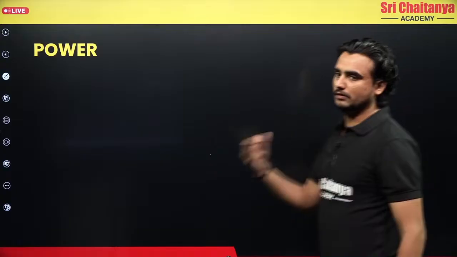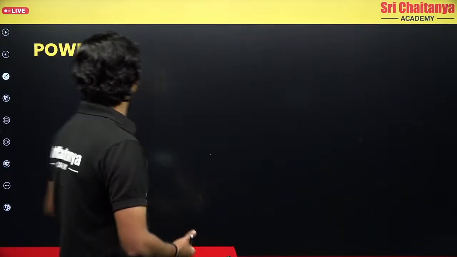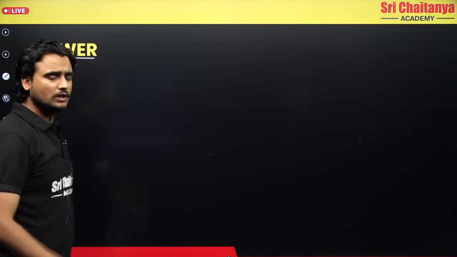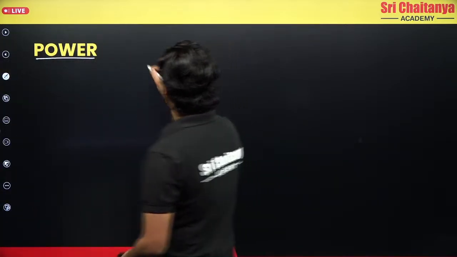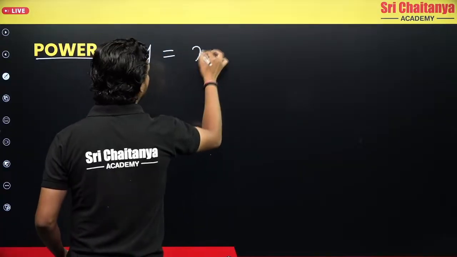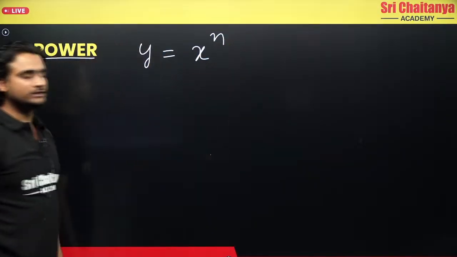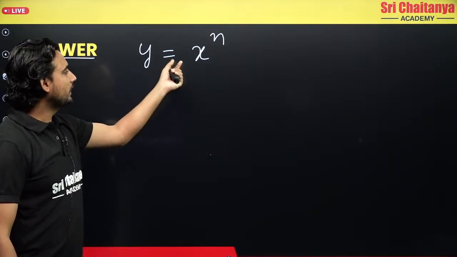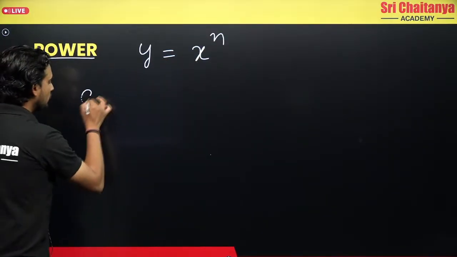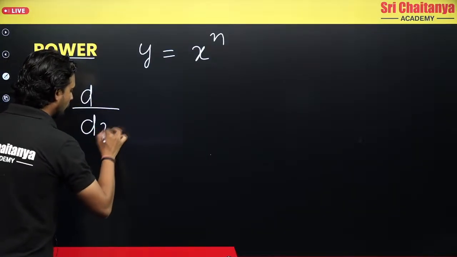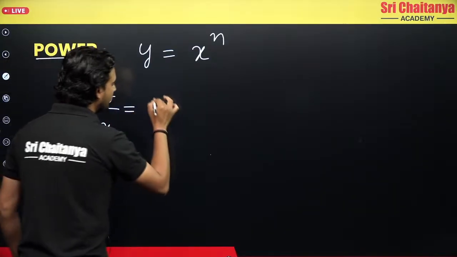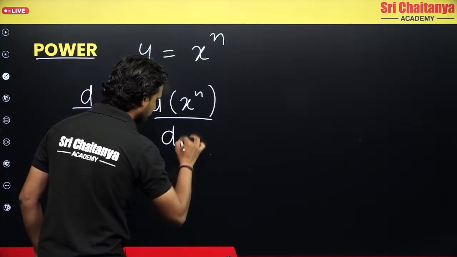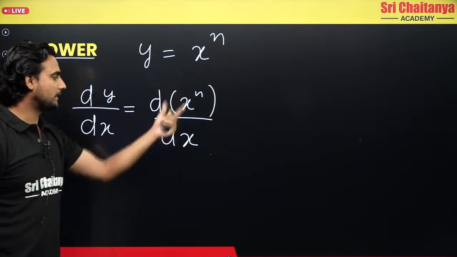Now I will help you understand this in a better way, where you understand the power function. Whenever I have something like this, let's say I have a function y equals x power n. I want to find the differentiation of y, which is y equals x power n. So the differentiation of y with respect to x will give me d of x power n upon dx.